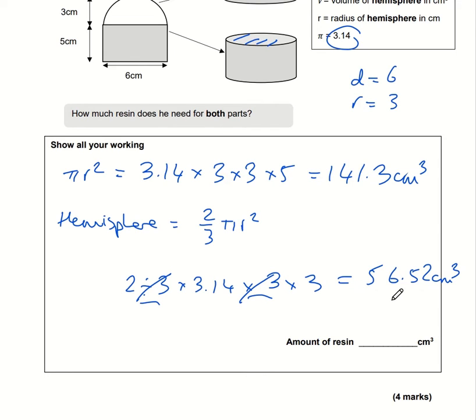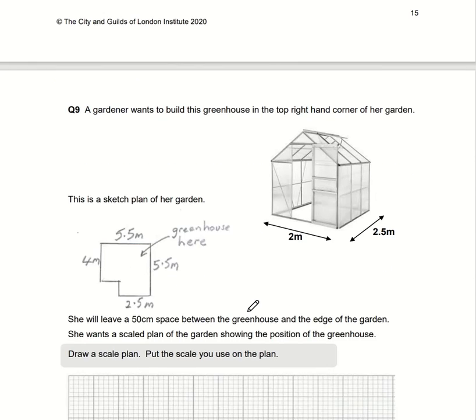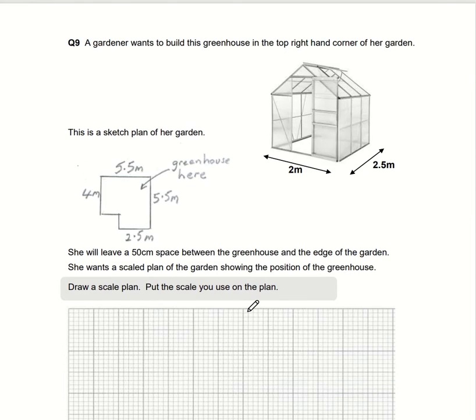56.52 cubic centimeters. So the total volume is going to be 141.3 plus the 56.52, and that comes to a total of 197.82 cubic centimeters. Let's move on to the next question, question number 9.